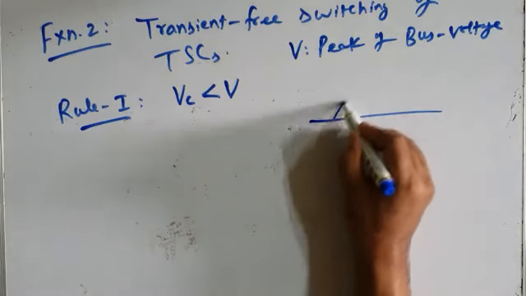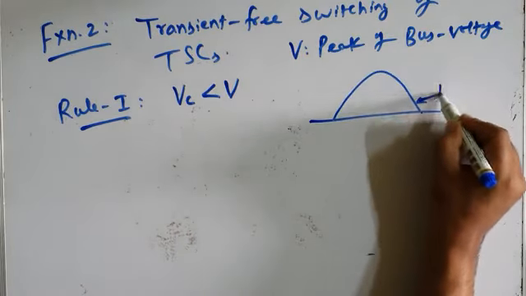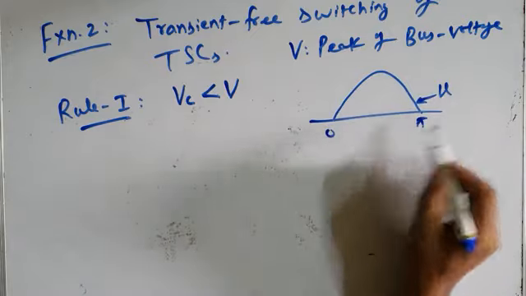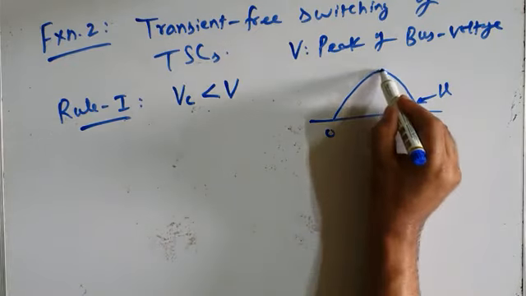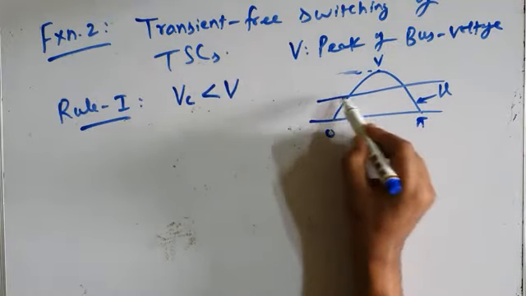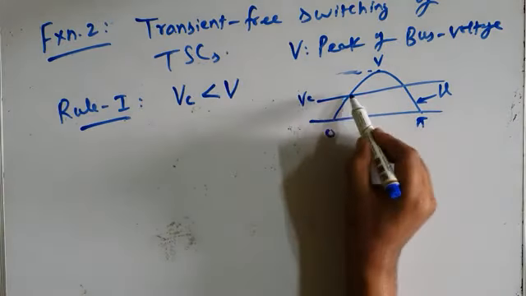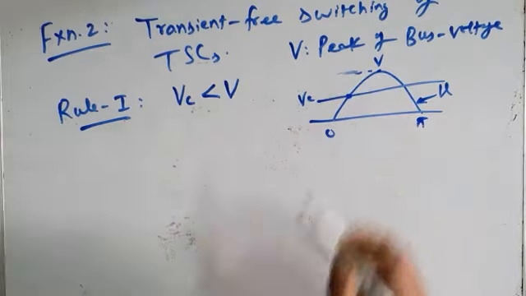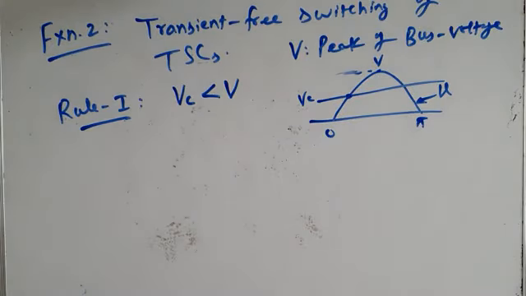So it is like this. This is, for example, your bus voltage, and its peak is V. Okay, and if your capacitor voltage is this VC, and if this VC is less than V, then at what point should your firing pulse be issued to the TSC branch for transient free switching?